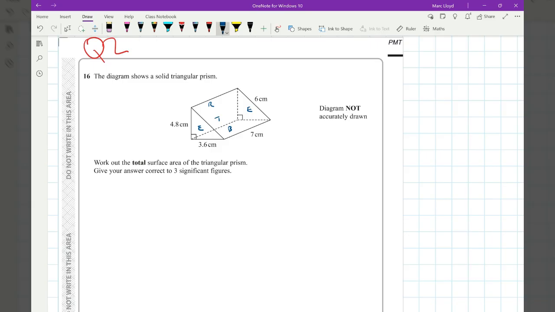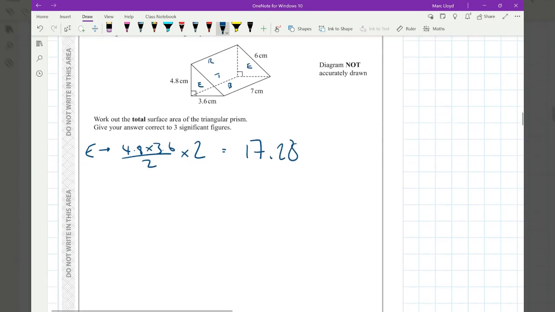Right, so we'll do the triangles first, the ends. So that is 4.8 times 3.6 divided by 2, because base times height divided by 2 is the area of the triangle. And then we're multiplying it by 2 because we've got 2 of them. So if we divide by 2 and multiply by 2, we're going to get to the same answer. So I need to multiply those 2 values, giving me 17.28.